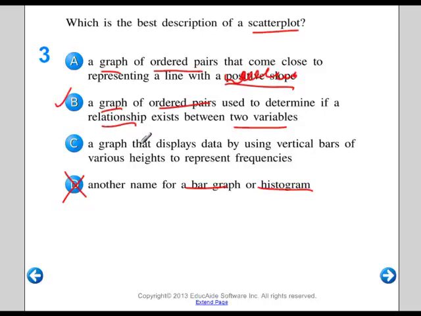A graph that displays data by using vertical bars of various heights to represent frequencies. Is that going to be a scatter plot? No, that's not ordered pairs. So we know that's not right. We already knew that wasn't right. So obviously it was B.